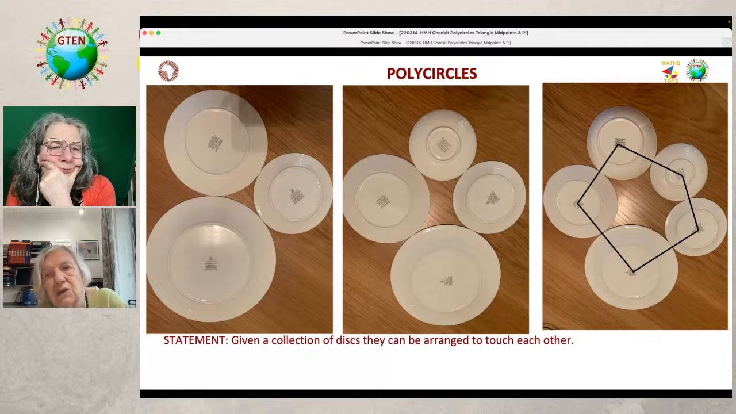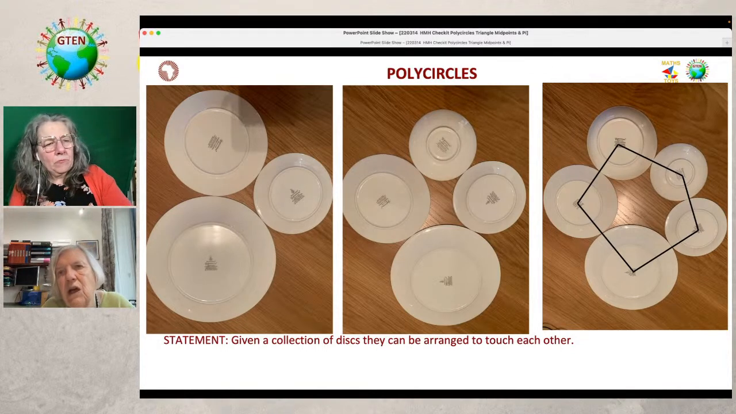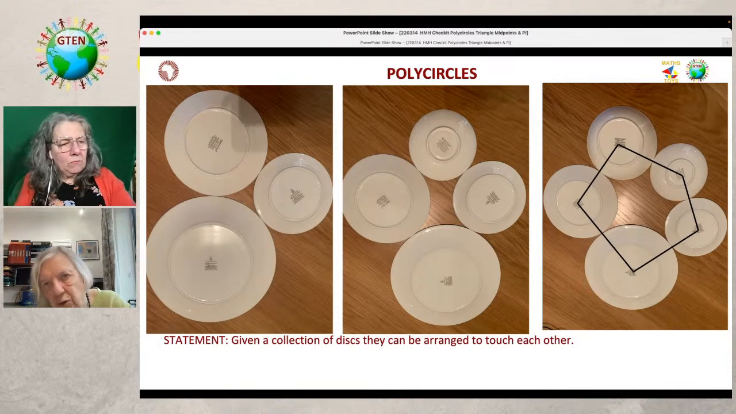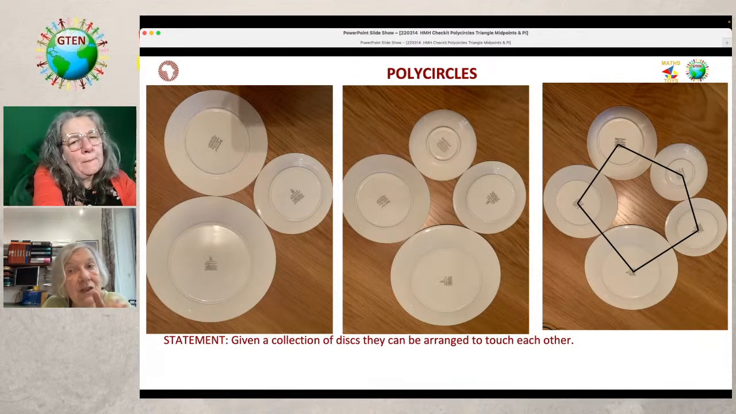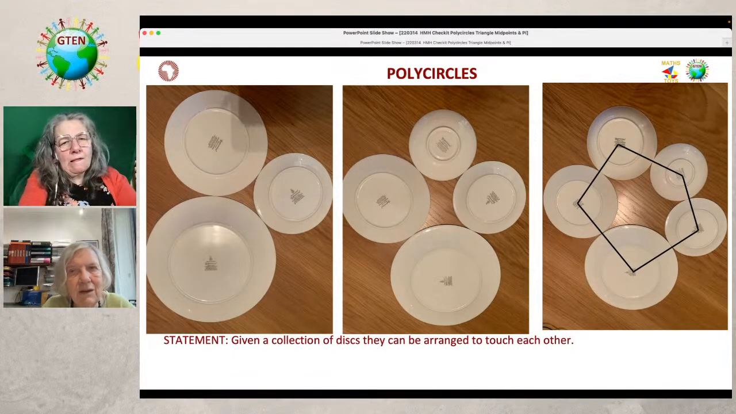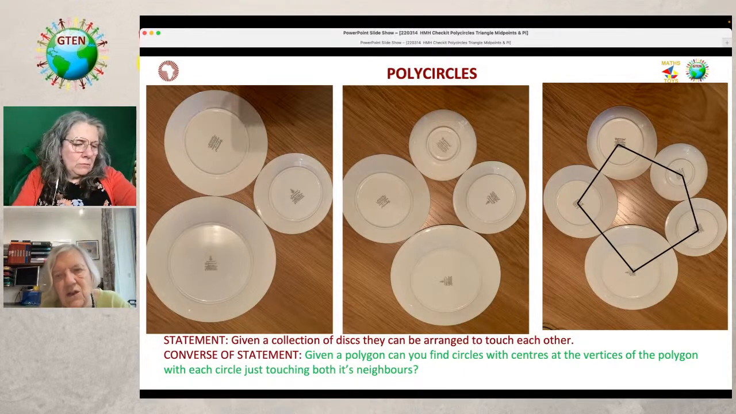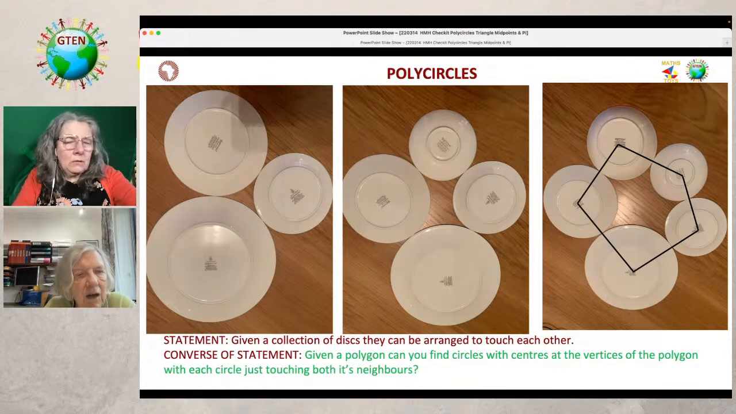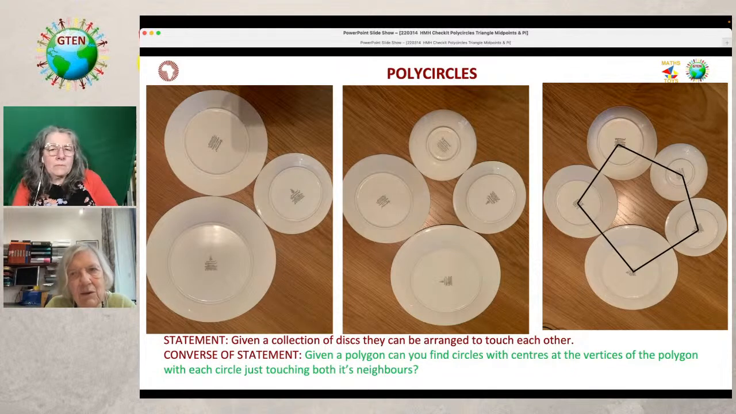And then you join the centers, okay? And on the right, you've got 5 circles or discs, and you have joined the centers, and you can see you've got a pentagon. Now, does it work the other way around? Given a polygon, can you find circles with centers at the vertices of the polygon, with each circle just kissing, touching both its neighbors? That sounds pretty challenging.